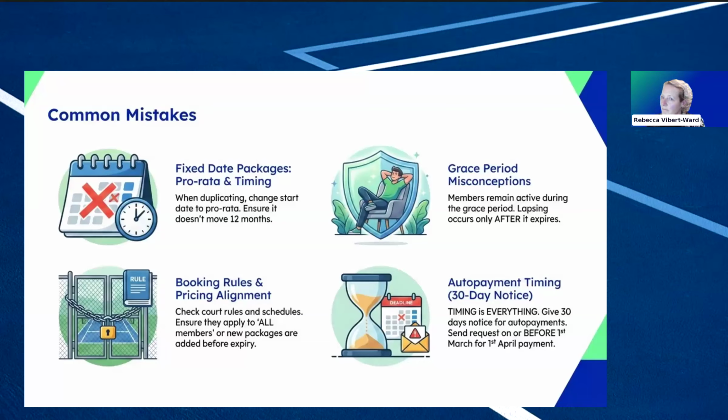Auto payment timing. You need to give 30 days notice for auto payment. Now, you've just seen me do that earlier. You can do it now, and it will still come out on the 1st of April. But if you're going to do it later, and say you do it in the middle of March, and you send the payment request in the middle of March, they're not going to pay until the middle of April. And then they might even be later than that if you say the 1st of April that you want the payments to be taken out. So be really mindful of that. Please get them in before 30 days of when you want the payments to be done.